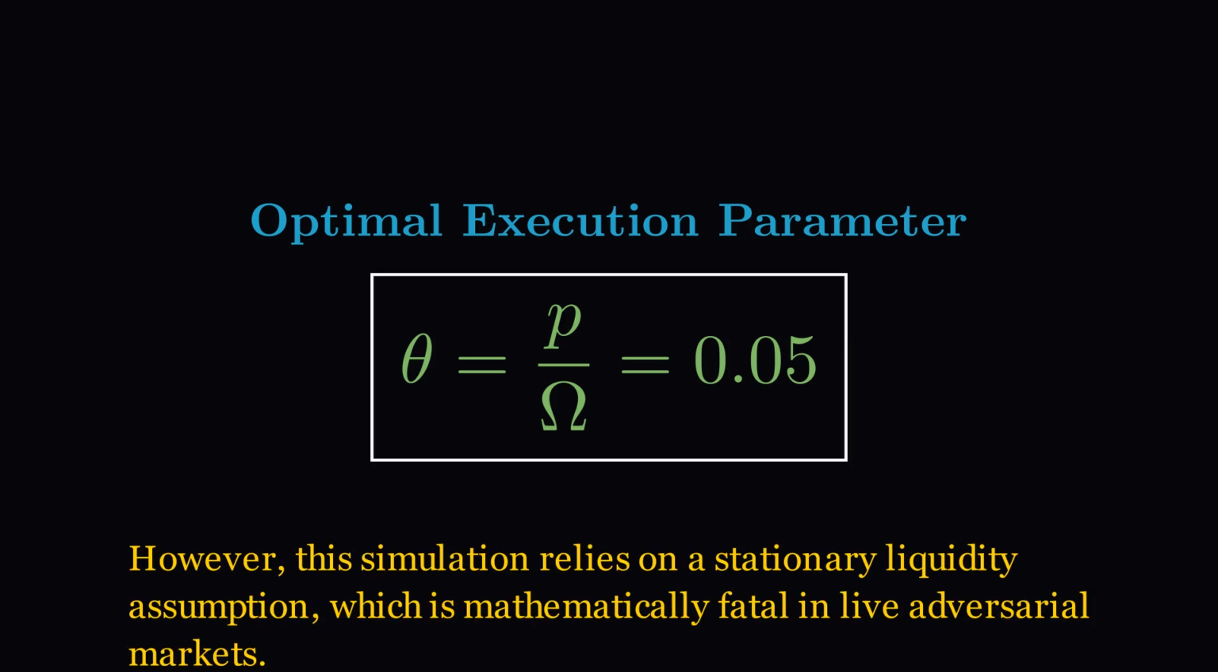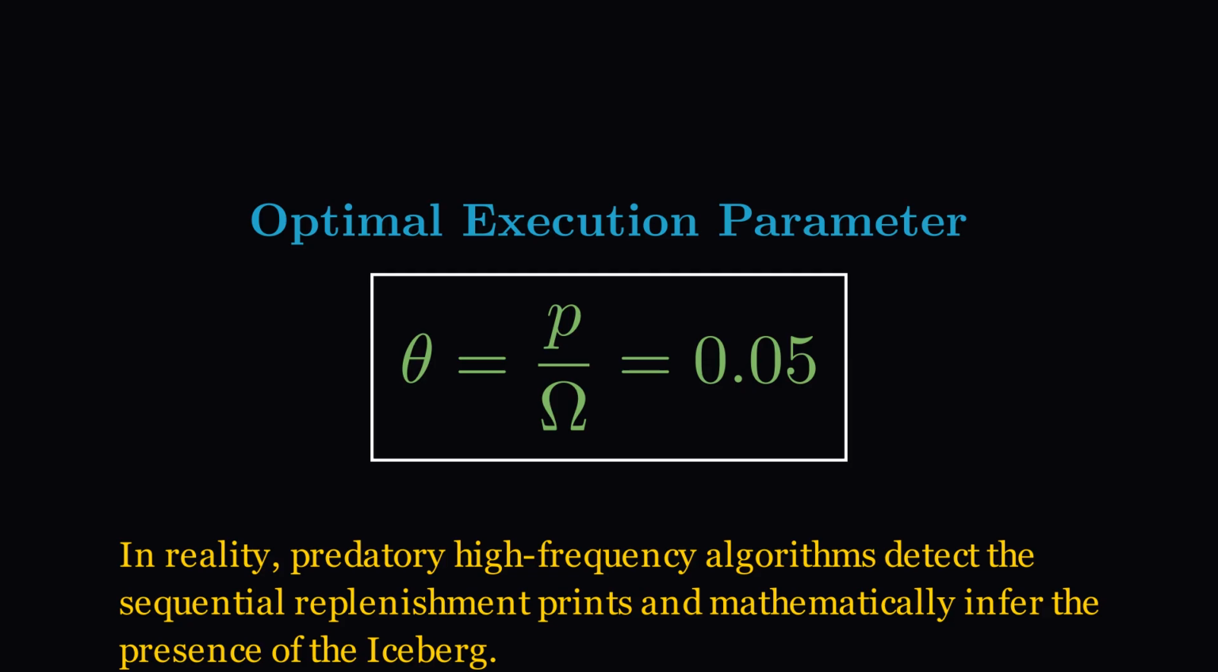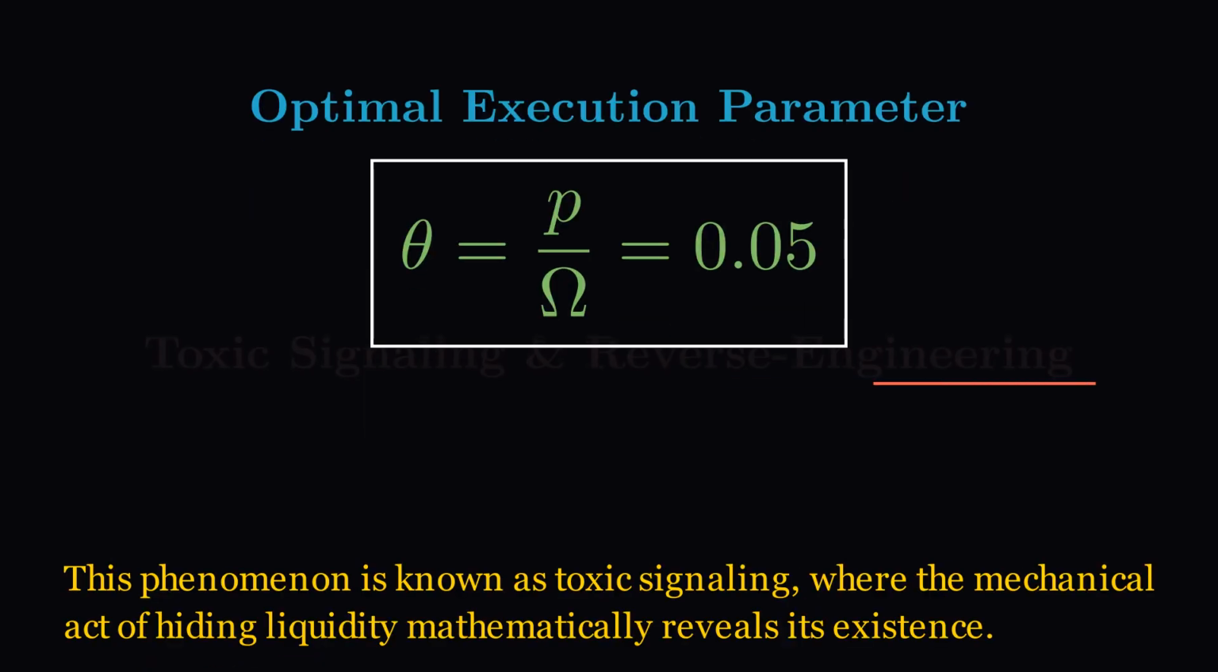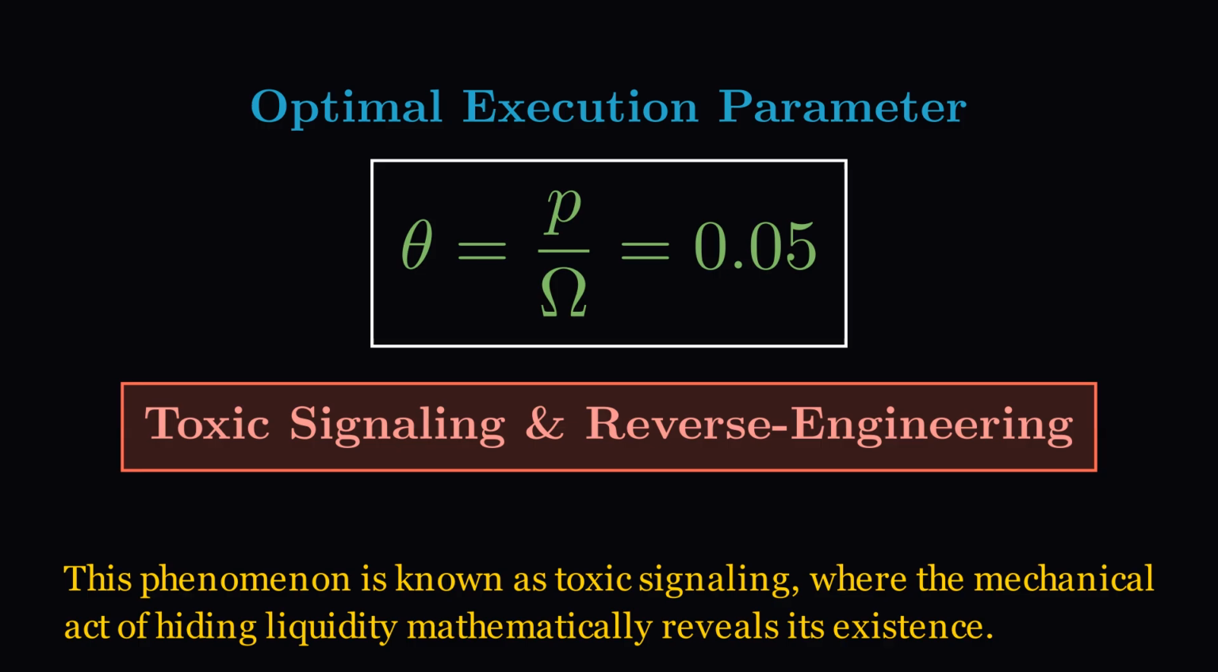However, this simulation relies on a stationary liquidity assumption, which is mathematically fatal in live adversarial markets. In reality, predatory high-frequency algorithms detect the sequential replenishment prints and mathematically infer the presence of the iceberg. This phenomenon is known as toxic signaling, where the mechanical act of hiding liquidity mathematically reveals its existence.